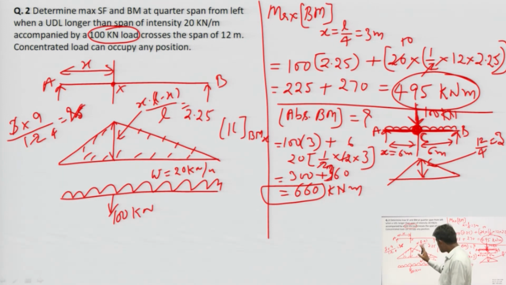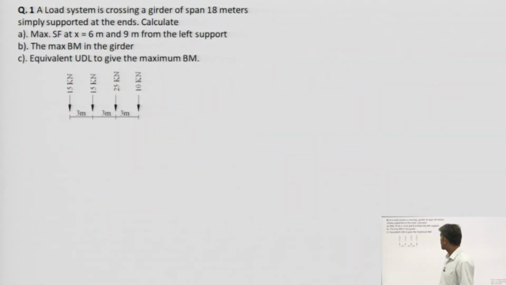Whatsoever is the position of the load, we cannot get the bending moment beyond that value. This is the absolute bending moment, right. So, let us do one more question, this one.